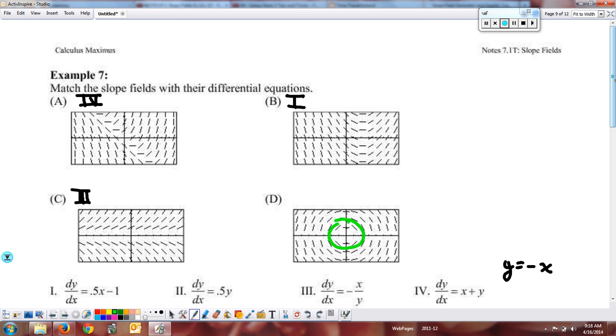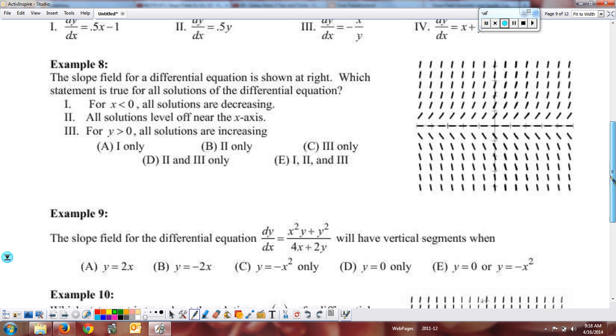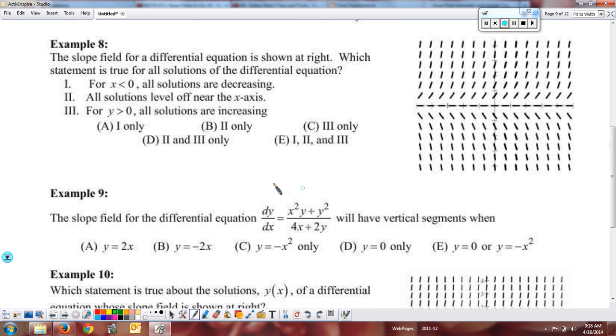All right, let's come back to our examples over here, now that we've kind of worked with that. Slope field for a differential equation is shown at the right. Which statement is true for all solutions of the differential equation? All right, and we'll just do process of elimination. Number 1 says for all x less than 0, all the solutions are decreasing.